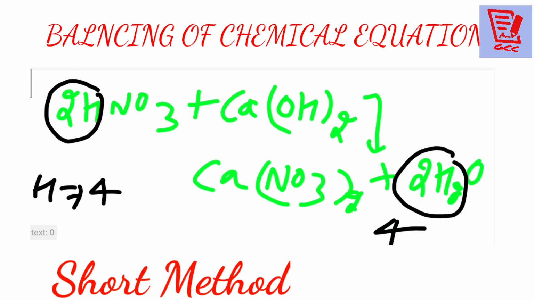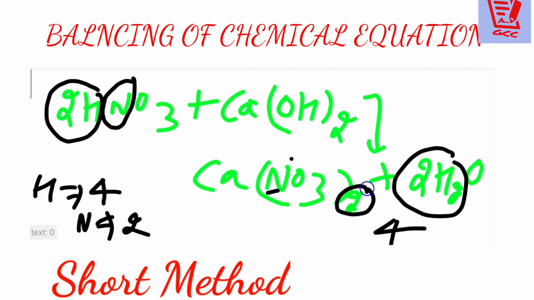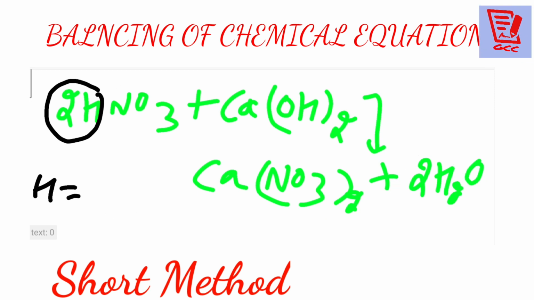In the same way, now you see the nitrogen. How many nitrogen? 2 nitrogen on the reactant side. You see in the product side, here it is N. How many are here? 2. Okay, beta, 2 nitrogen on the product side. Is that clear? Hydrogen is balanced, and nitrogen is also balanced.